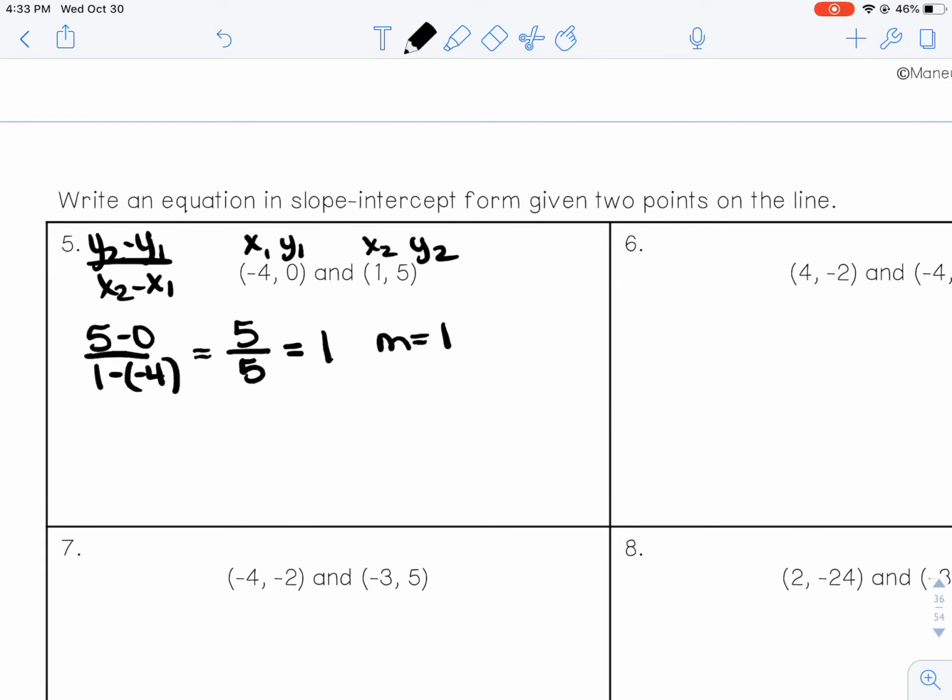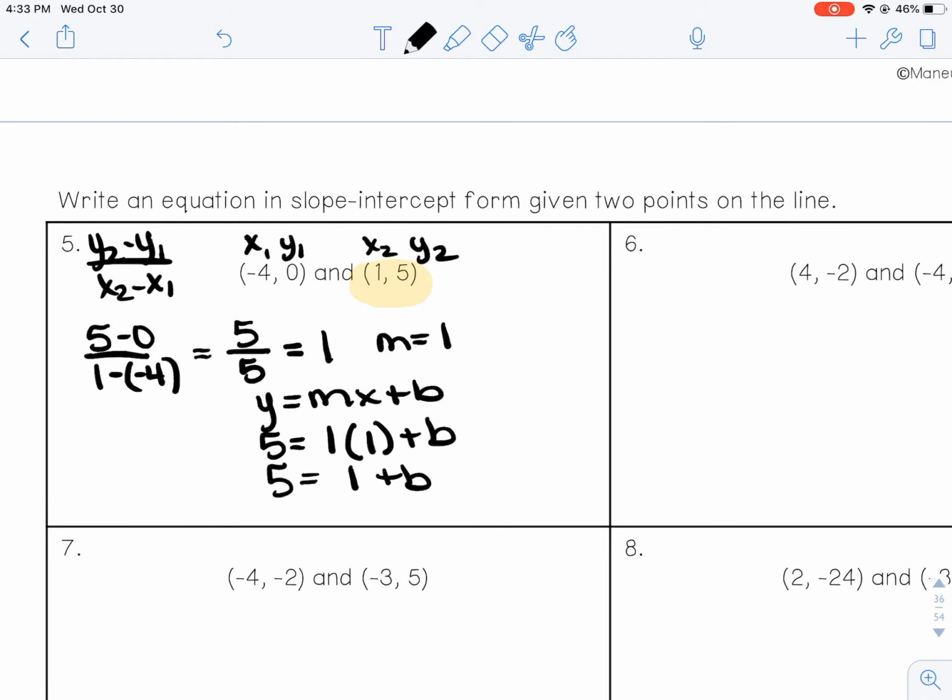Now the part 2 of my instructions say that I need to pick one of the ordered pairs. It doesn't matter which ordered pair I pick, but I like the ones that are positive without any decimals or fractions, so I'm going to choose that. All right, so I'm going to do y equals mx plus b using 1 and 5 for x and y. So 5 is going to replace y, 1 is going to replace m, times x, which is 1, plus b. So 1 times 1 is 1, plus b.